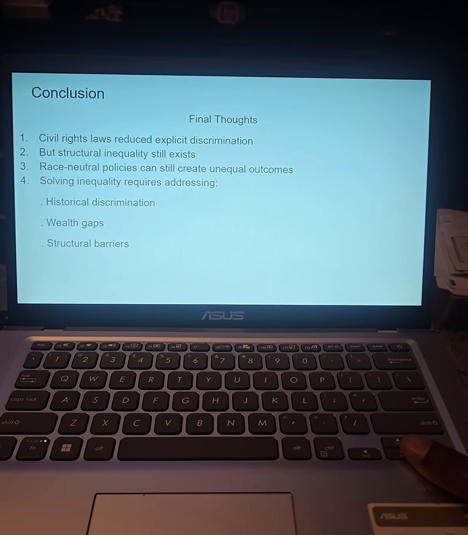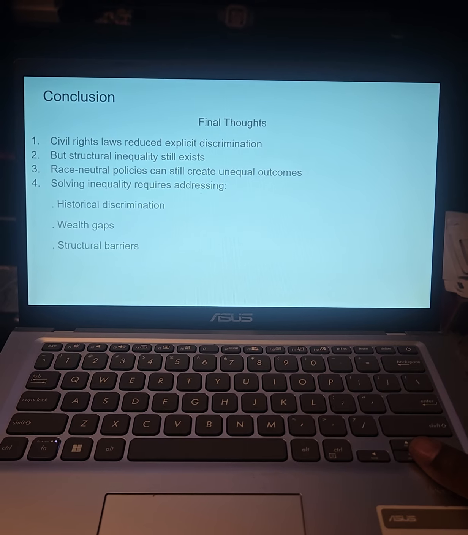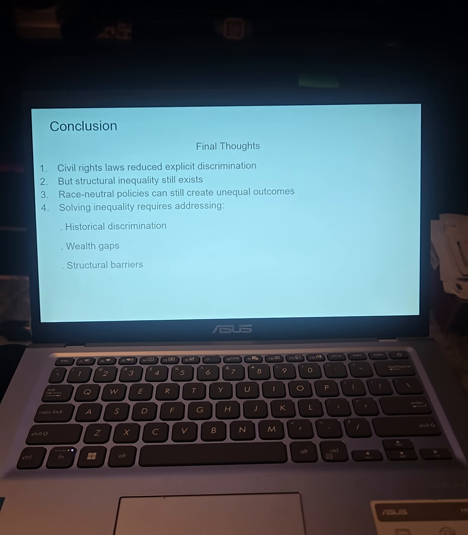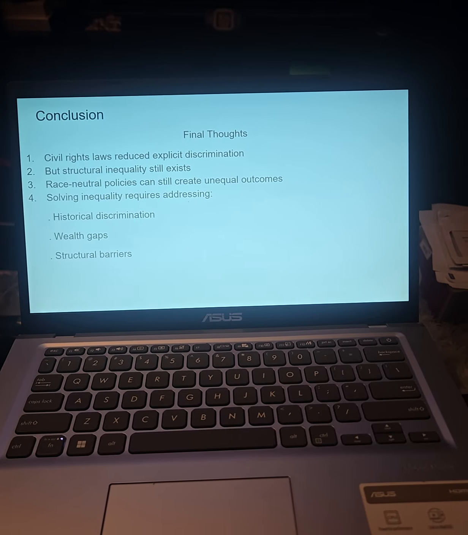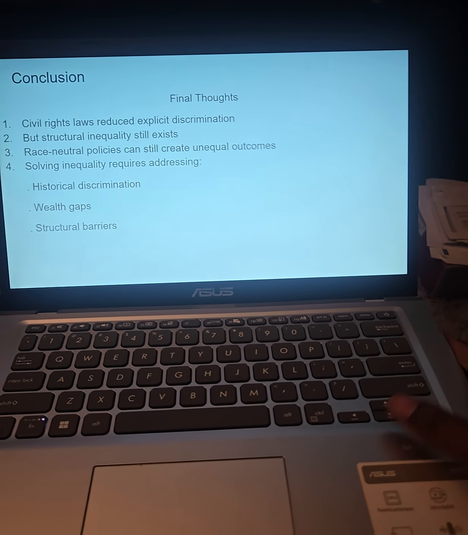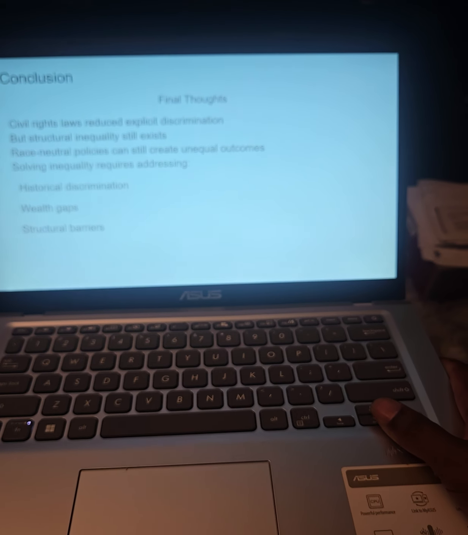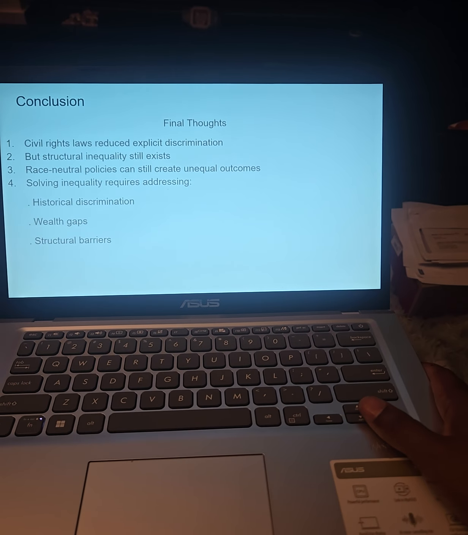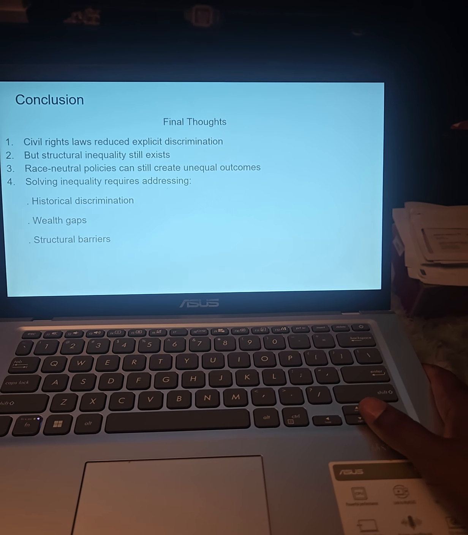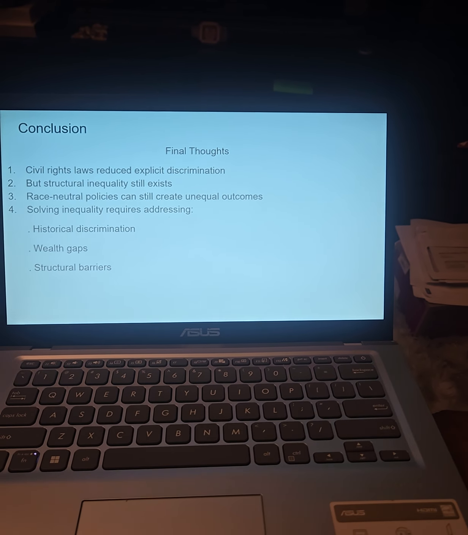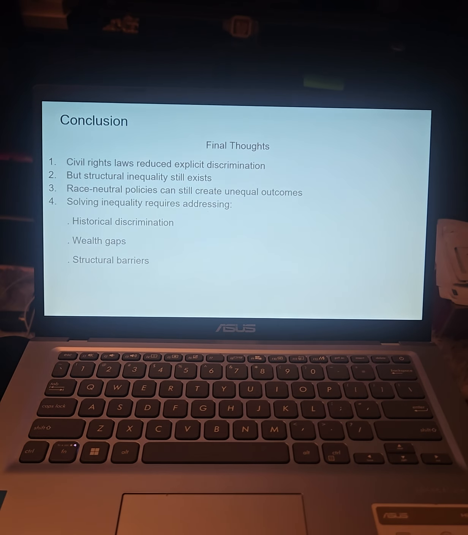So the conclusion that I came up with was that civil rights laws reduce explicit discrimination, meaning that the Civil Rights Act was here to treat people of all national origin, color, background, and race equally. Race neutral policies, meaning that everybody should be treated equally. Historical discrimination, wealth gaps, and structural barriers, basically meaning that we have people that make more money than other people, but that doesn't mean that they should be discriminated against.